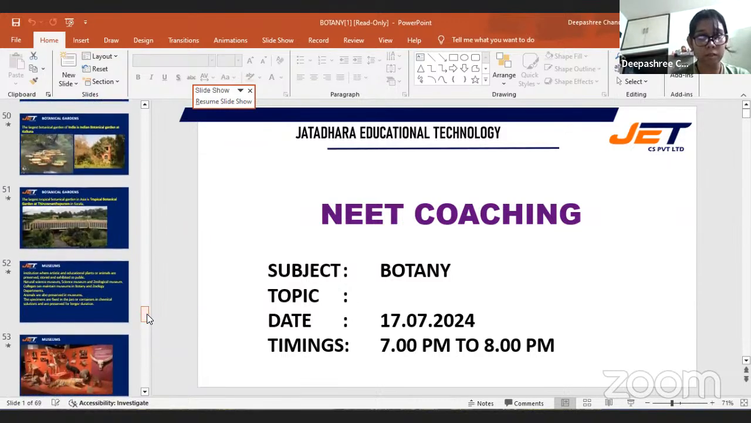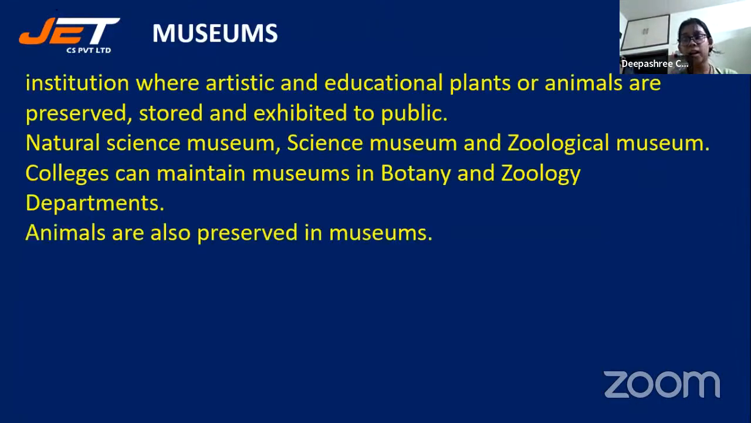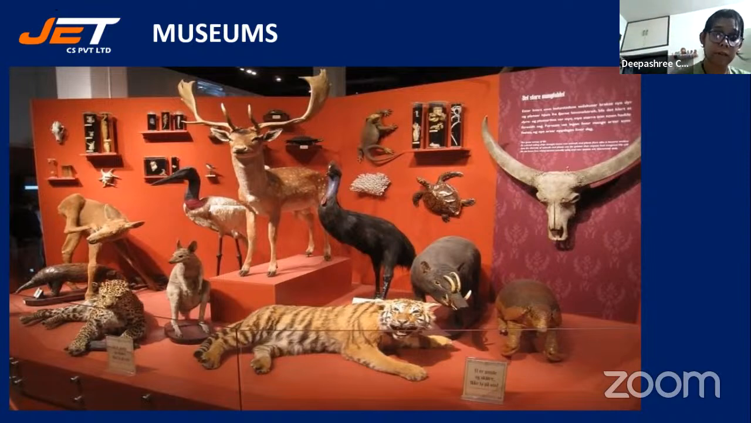Coming to museums now. So museums are actually institutions where artistic and educational plants have been placed. Okay, so we all know the museum and we have even visited a museum, and this is a picture taken from the Indian Museum in Kolkata. All the colleges maintain a museum in the botany and zoology departments. If you take zoology honors or botany honors, you will see your college has a mini museum.